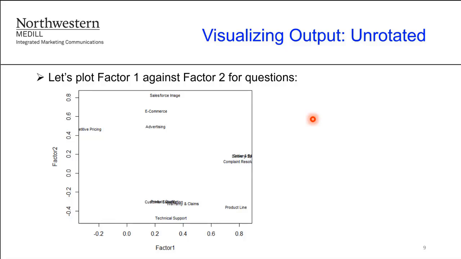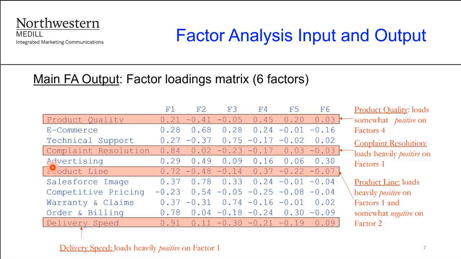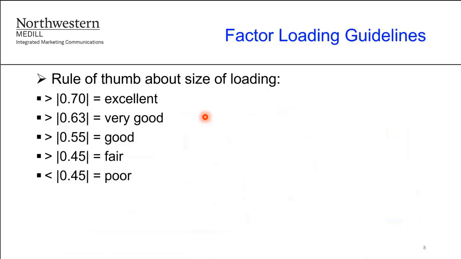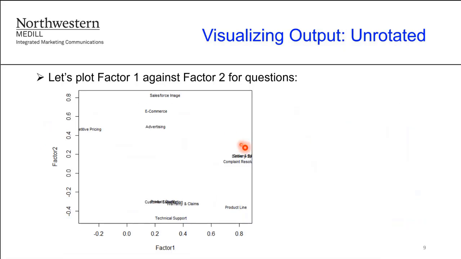If you visualize the factor loading matrix and plot factor 1 against factor 2, this is how the plot looks. This is factor 1 and this is factor 2. Going back to the factor loading matrix, we visualize these two factors in this slide. What we want to see in this plot is which variables have high values in factor 1 and factor 2.